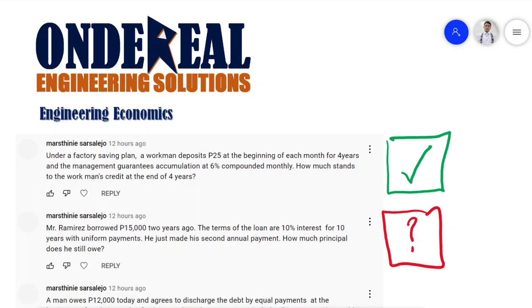Welcome back. So, let's continue the question of Mars, okay? Let's solve the second one here. Mr. Ramirez borrowed 15,000 pesos 2 years ago. The terms of the loan are 10% for 10 years with uniform payments. He just made his second annual payment. How much principal does he still owe?